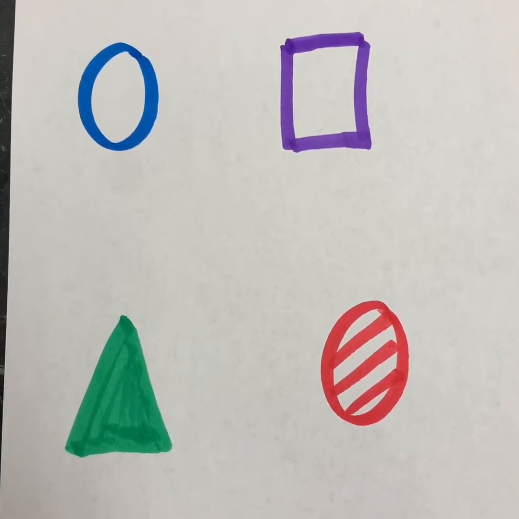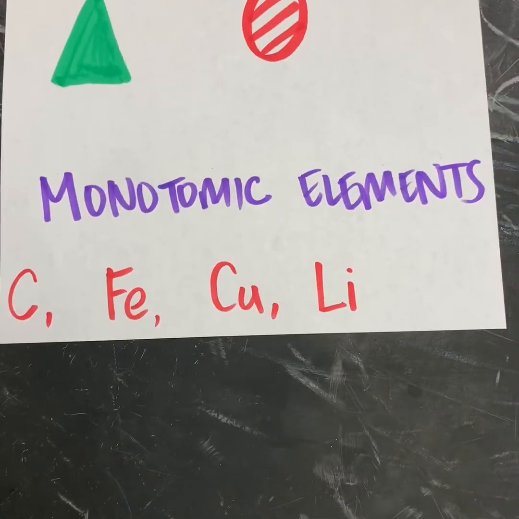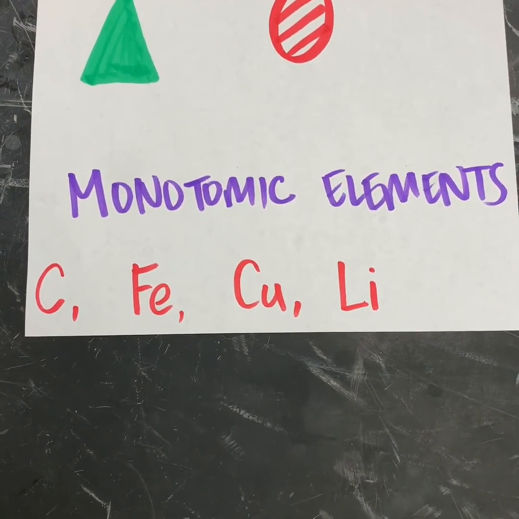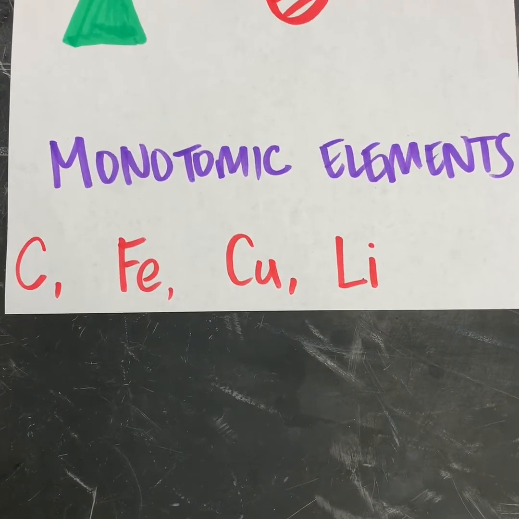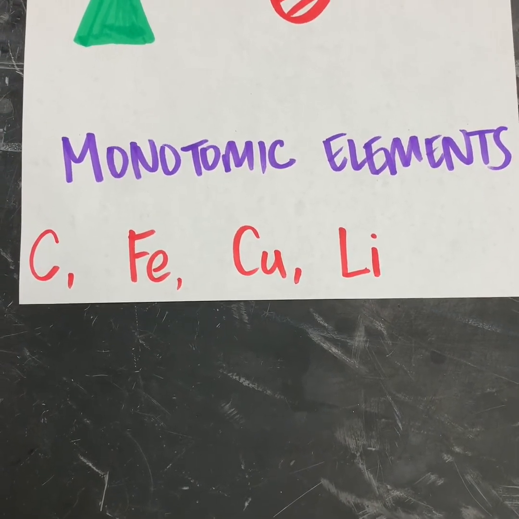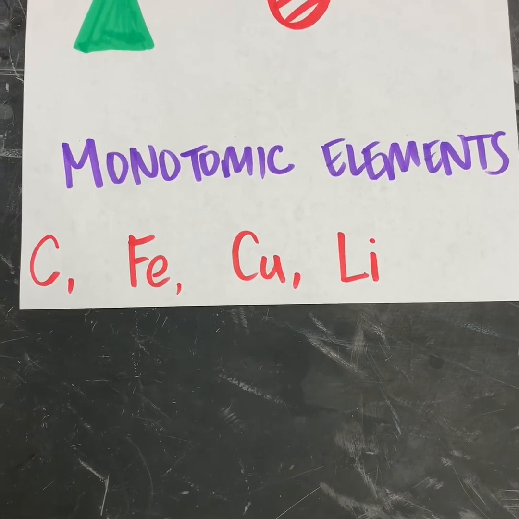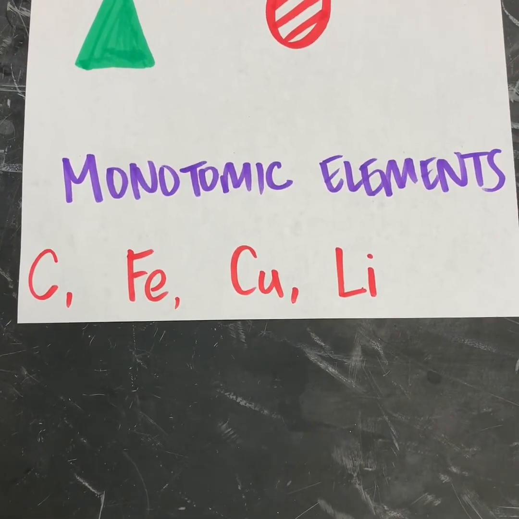When we have elements like this, they would be considered monatomic elements. Most of the elements on the periodic table are monatomic. They come as single atoms and they can repeat over and over. These would be things like carbon, iron, copper, lithium, zinc, sulfur, phosphorus. These are all monatomic elements.